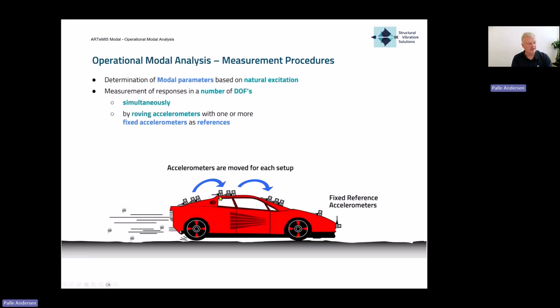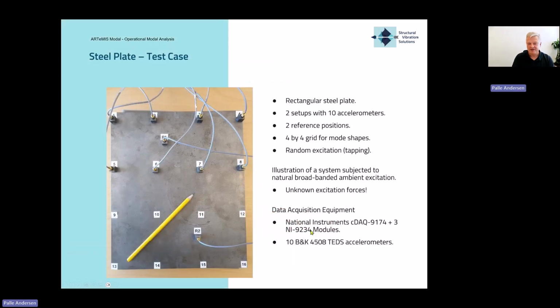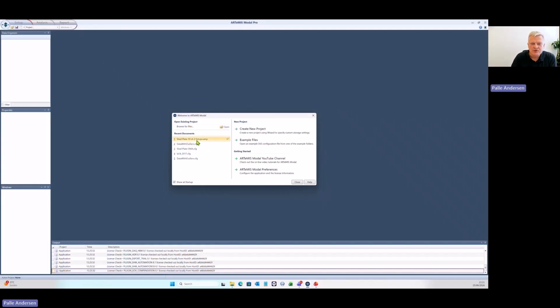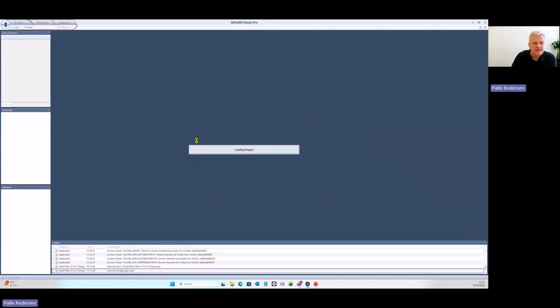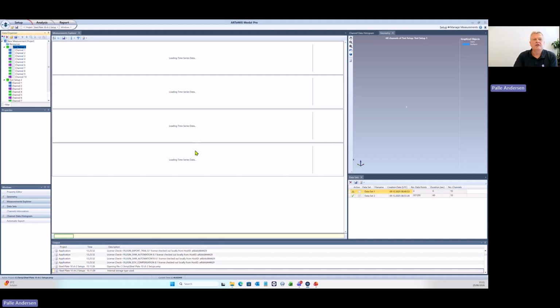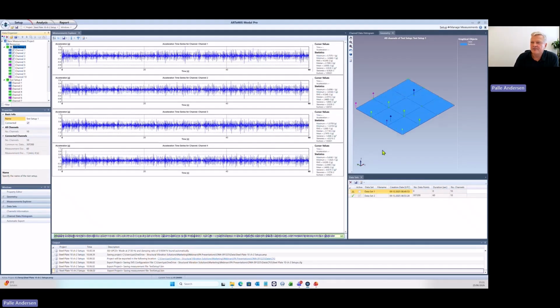Let's just see, I have a single example here, a very simple plate. This is actually one that I analyzed in the last OMA webinar I had just before Christmas. And I think if I can find the software here, we can have a brief look at how that looked. It was this plate here with 10 channels, where we had placed, as you can see here, 8 accelerometers in this first setup here.